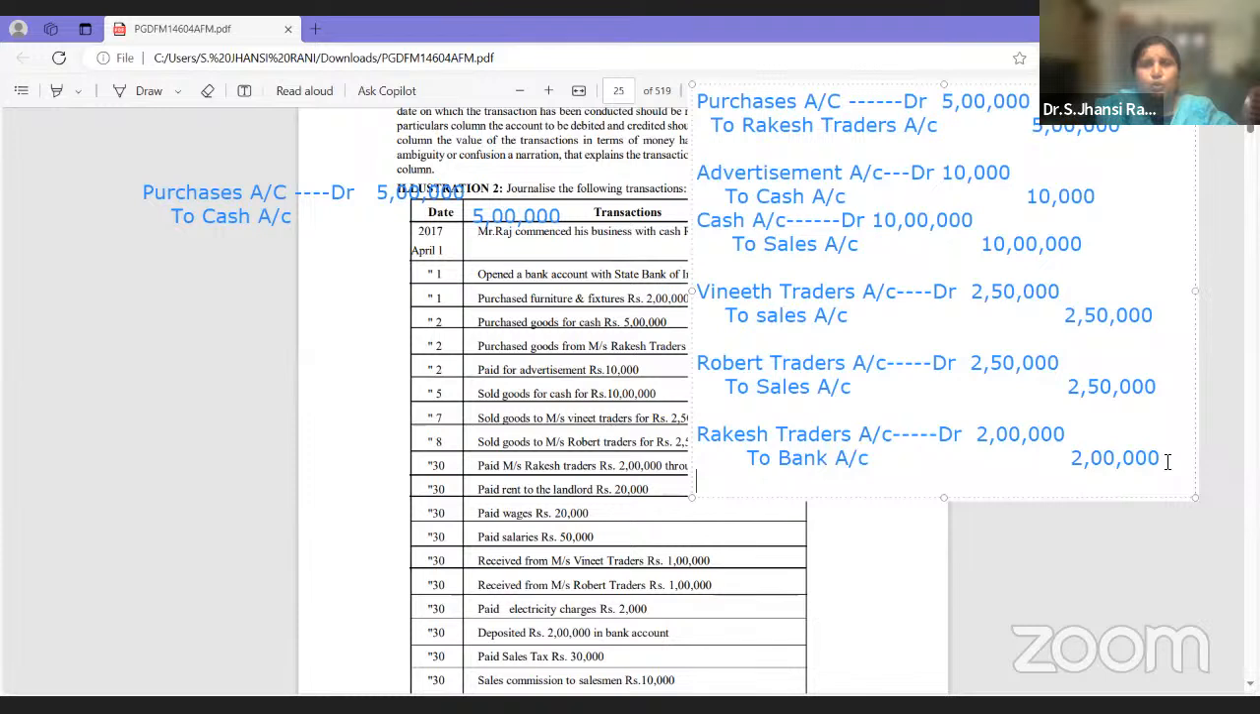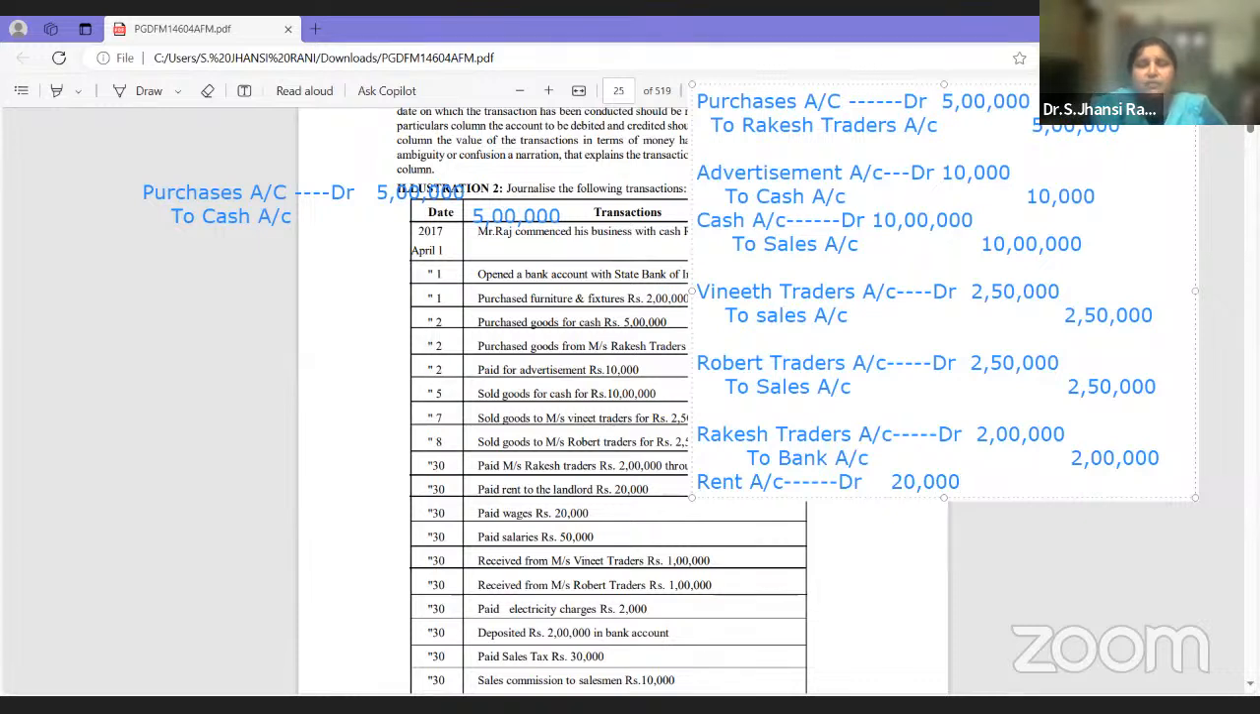I am bothered only about the name of that expenditure. That expenditure name is rent. So debit all expenses. It's an expenditure to me. I am debiting the rent account, and the amount is 20,000. To whom I'm paying is least bothered. That will be ignored. Okay.